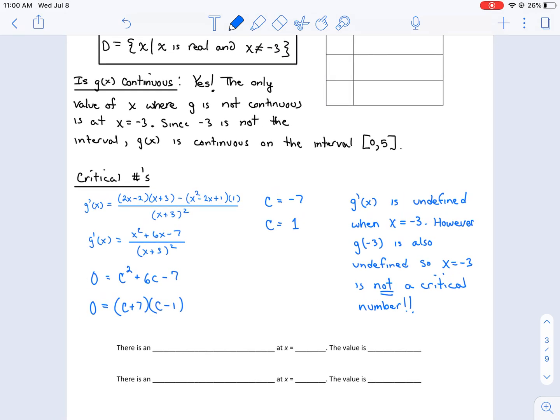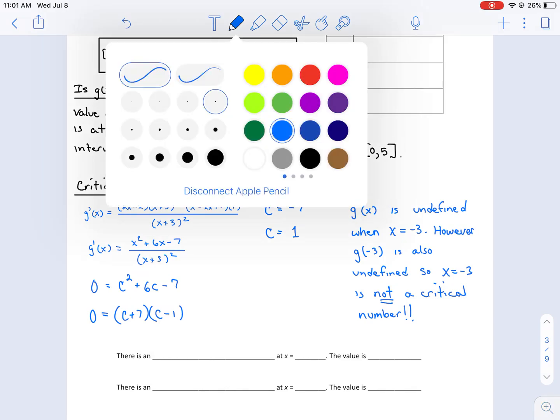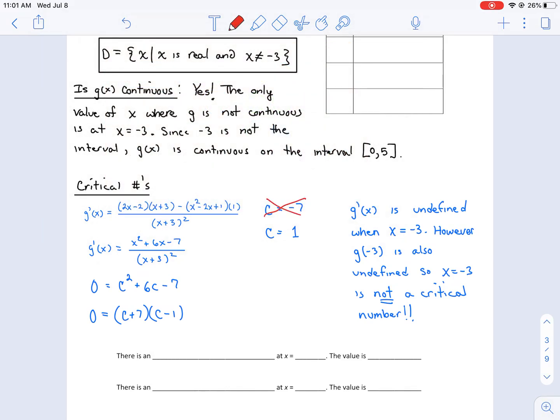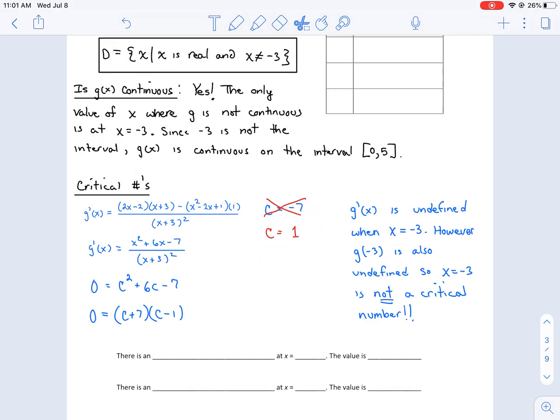So we have two potential critical numbers here. We need to figure out if one or both or none lie in the interval 0 to 5. So let's take a look at negative 7. I don't think negative 7 lies in the interval 0 to 5, so we're going to ignore the critical number negative 7, and we are only going to use the critical number x is equal to 1, because 1 is in the interval 0 to 5.